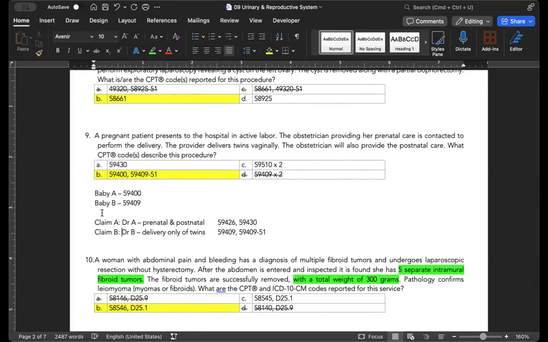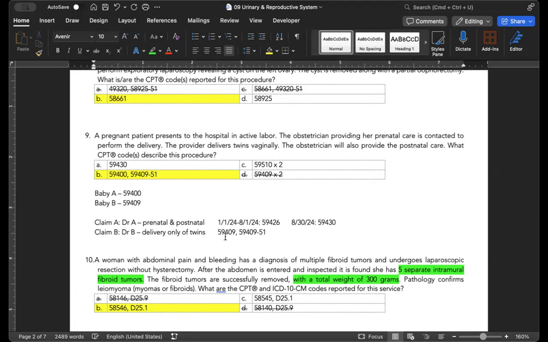So claim A is going to have a date range. I'm just going to throw out some random dates, right? For date of service, 1/1/24 through 8/1. That's going to be your prenatal care, right? And then for date of service, let's just say 8/30/24. That's going to be their postnatal care.